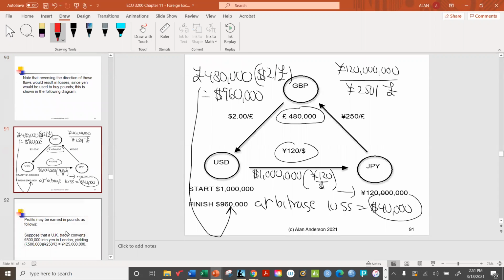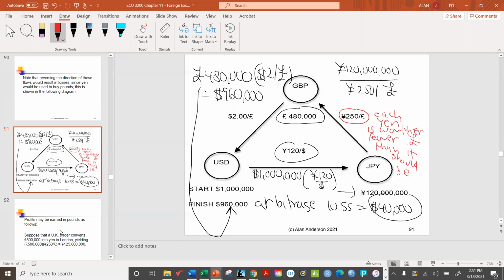Let's say this is my first day on the job and I'm trying to take advantage of triangular arbitrage, but I'm not that sure how this works. Suppose I used my $1 million to buy yen. I would have gotten 120 million yen. And now this is actually working to my disadvantage, because each yen is worth fewer pounds than it should be if this number was correct. So what I'm essentially doing is reversing what I should be doing.